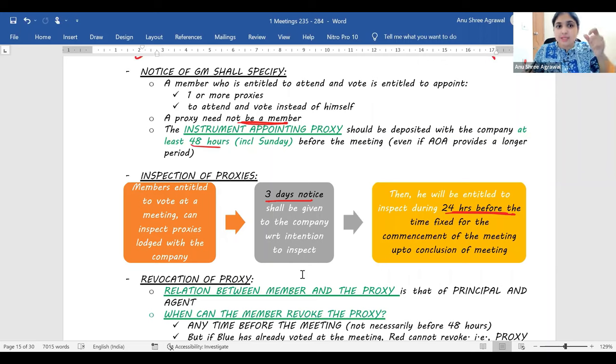So, three time limits. I have to submit the instrument appointing proxy to the company at least 48 hours before the meeting. If I want to inspect the proxy forms, I have to inform the company 3 days in advance. 3 days notice I have to give. And when can I inspect the proxies? Only during the 24 hours before the meeting.